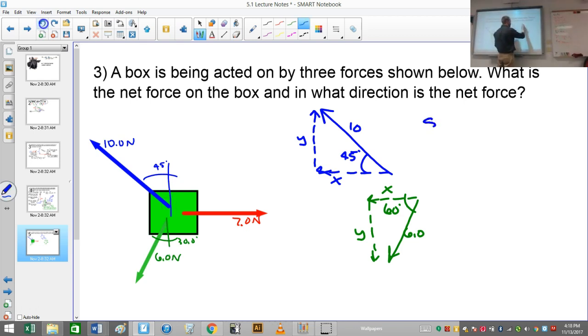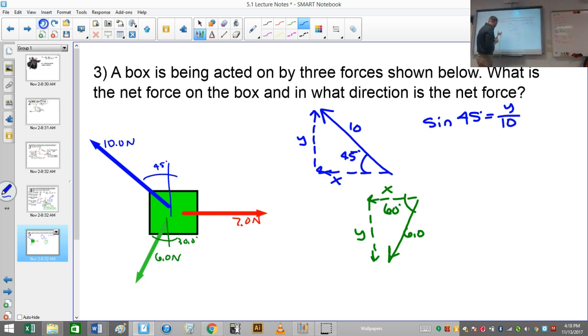So I'll do the sine of 45 degrees. Now there's a little shortcut if you know your way around a 45, 45, 90 triangle. You take the hypotenuse and you divide by the square root of 2 to get the legs. If you don't know that, don't worry about it. You don't need it.